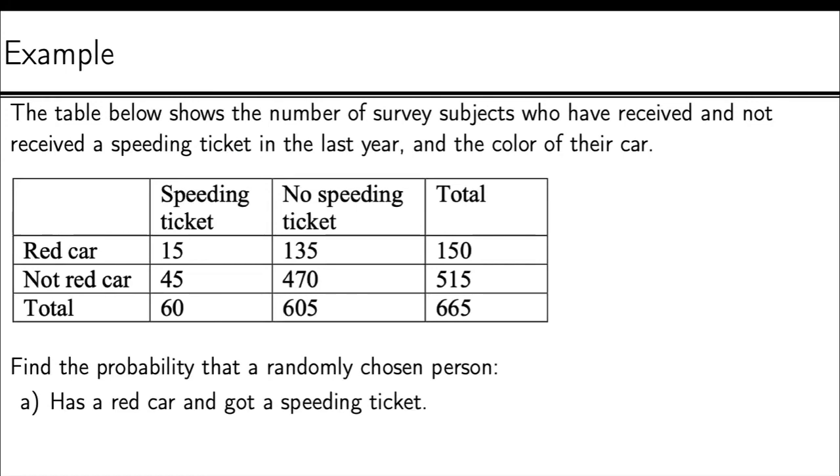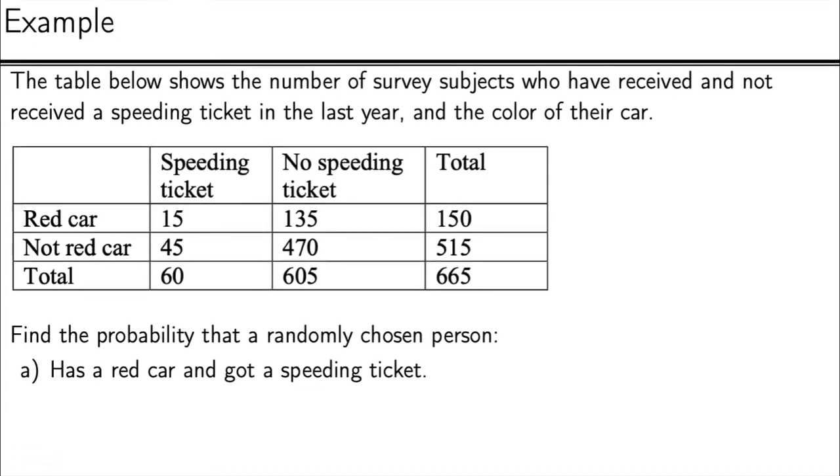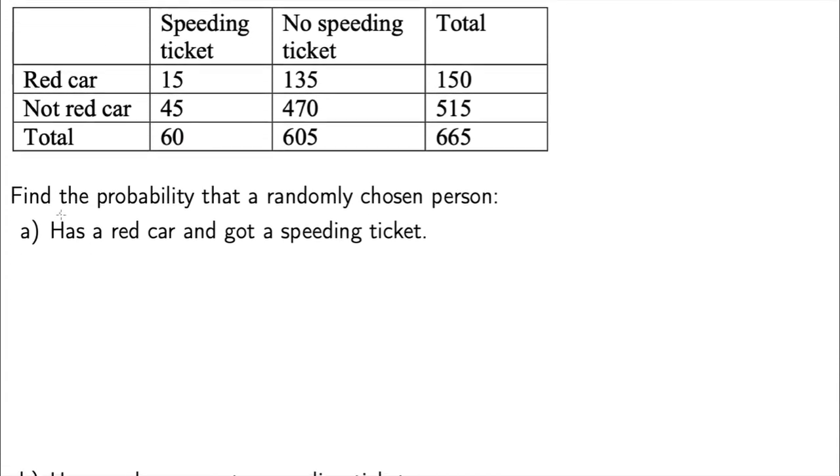Sometimes our outcomes are organized in a table like this, and so we need to be comfortable using those. So here we've got some survey subjects, and they indicated whether or not they have received a speeding ticket and if they have a red car or not. So let's do this first one. We want to find the probability that a randomly chosen person has a red car and got a speeding ticket. So this is an AND. So the probability of a red car and a ticket.